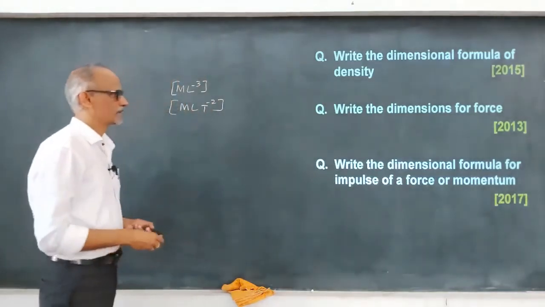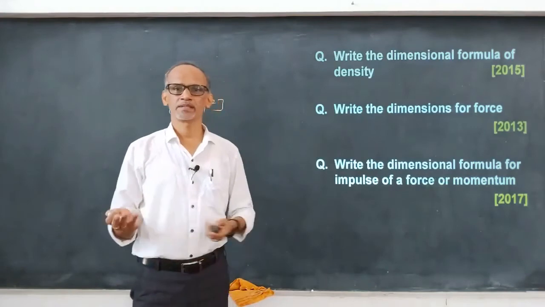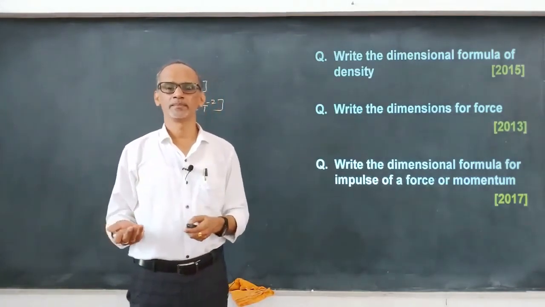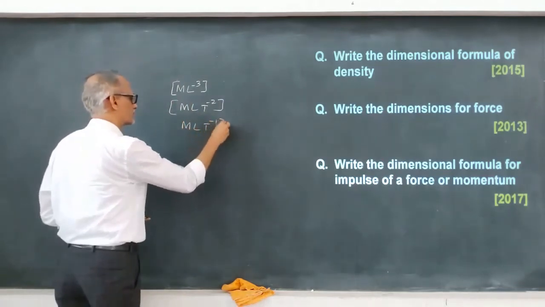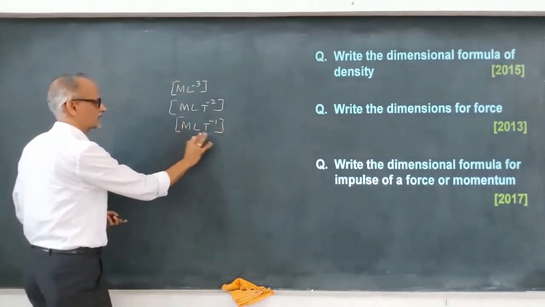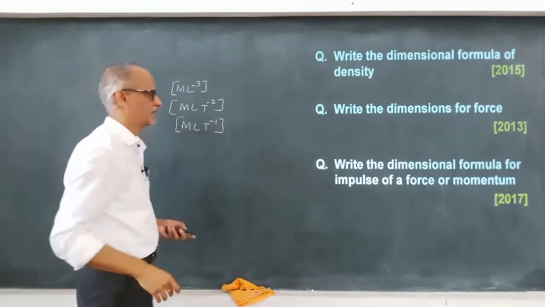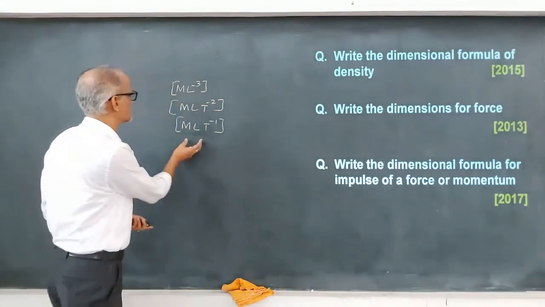Next one: write the dimensional formula for impulse of a force or momentum. They have the same dimensional formula, right? Momentum is mass into velocity. M LT minus 1; LT minus 1 is velocity. If you multiply by mass, you will get the formula of momentum. These are all very easy, direct questions. Only this much to write in the exam.